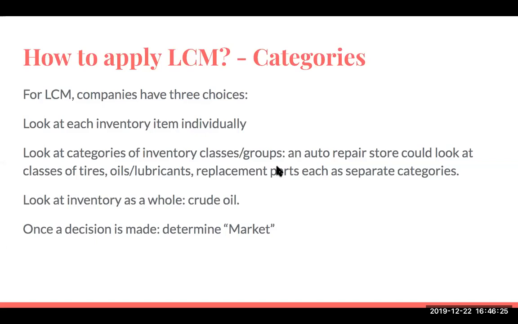So the first thing we want to try to do is saying, well, how are we going to apply the lower of cost or market? Do I apply it to each inventory item individually? Okay. Am I going to be looking at categories? And then am I going to be looking at the inventory as a whole?